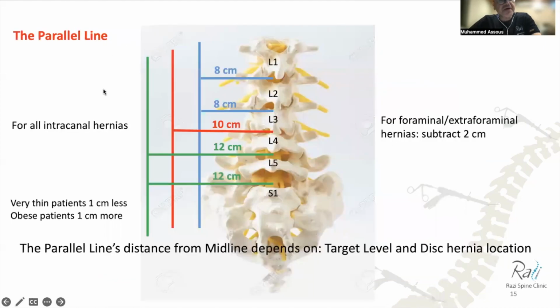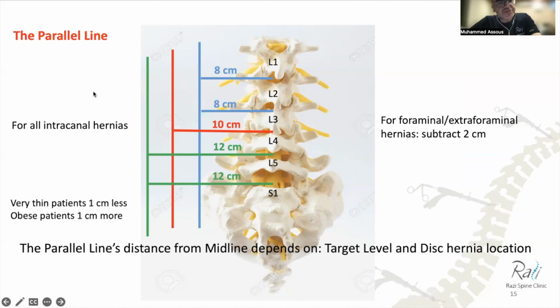How do you decide the parallel line? It depends basically on the level of the disc and the location of the hernia. But as a rule of thumb, for L1, L2, and L2, L3, remember, we are getting inside the canal to remove a posterolateral or a paracentral disc or a central disc hernia. This is the rule of thumb. L1, L2, L2, L3: my parallel line is 8 centimeters from the midline. For L3, L4, I'm 10 centimeters from the midline. And for the commonest, L4, L5, and L5, S1, you are 12 centimeters from the midline.